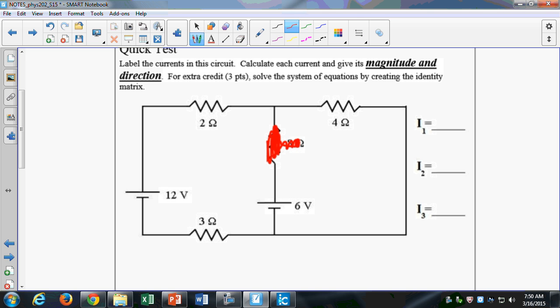That's right. Yeah, you just pick directions for the currents: I1, I2, and I3. You just assume that the left one is I1, the middle is I2. Doesn't matter. That's what I would do, but it doesn't matter.